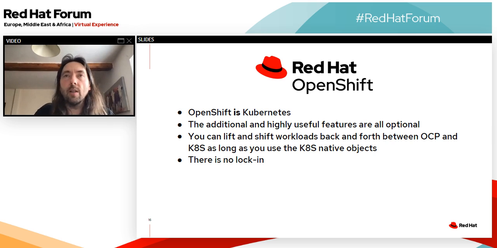And if you stick to those original vanilla Kubernetes objects, you can lift and shift workloads back and forth between OpenShift and Kubernetes. There is no lock-in to the way you can actually produce applications, write applications, and deploy them to OpenShift and Kubernetes. It's not a lock-in to go down the OpenShift route.